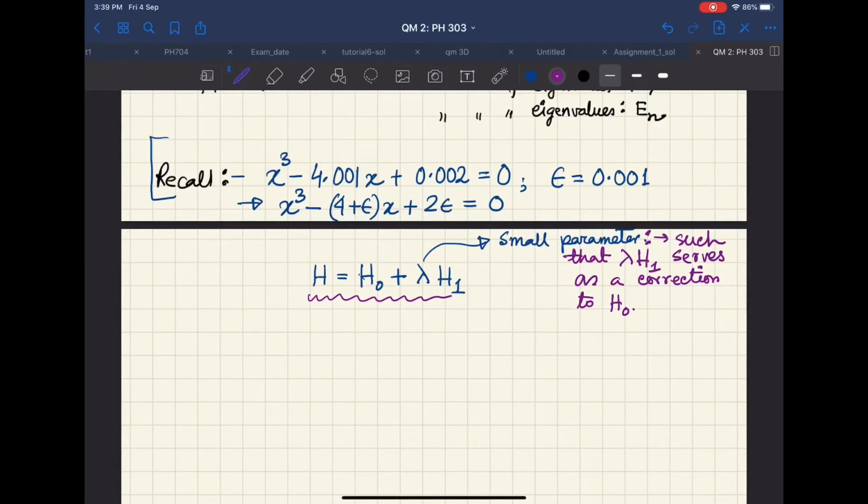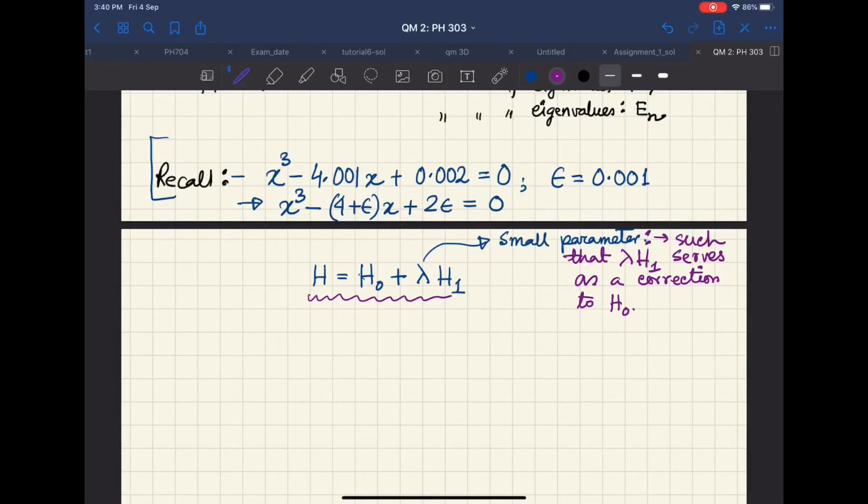Either, let me tell you again, we say lambda is a parameter, maybe some real number which is very close to 0, and H0 and H1 are comparable to each other. Or the second way is to think of lambda to be equal to 1, and H1 is such that all the matrix elements of H1 are small compared to matrix elements of H0 in a particular given basis. Then only it is meaningful to say H1 is small compared to H0.